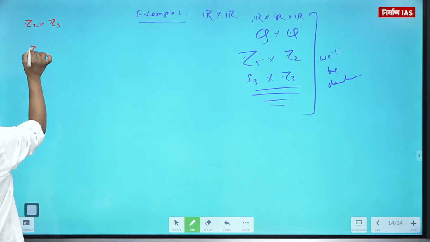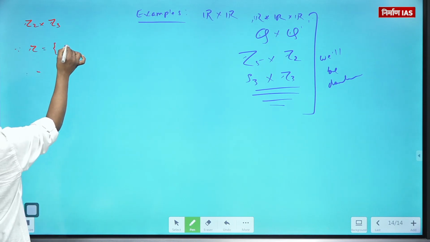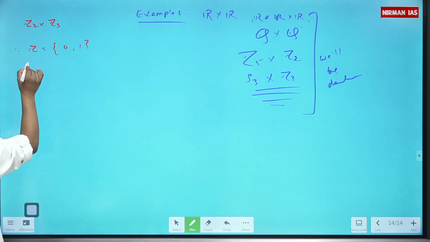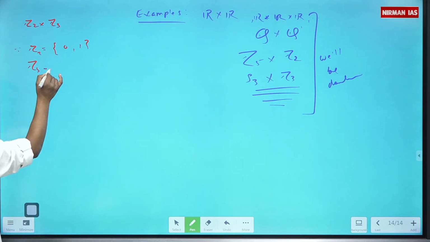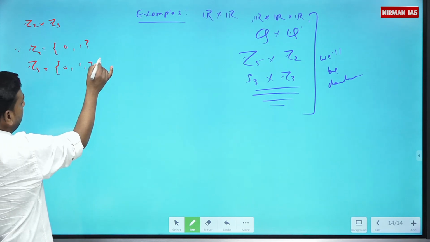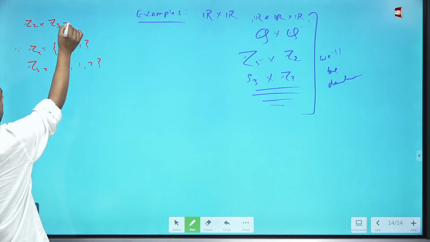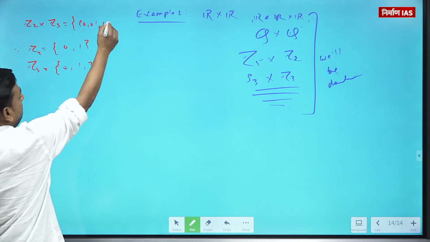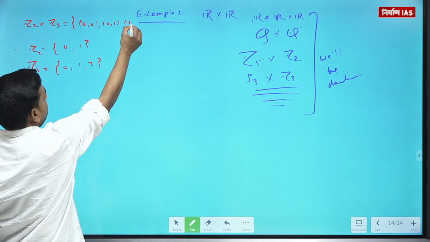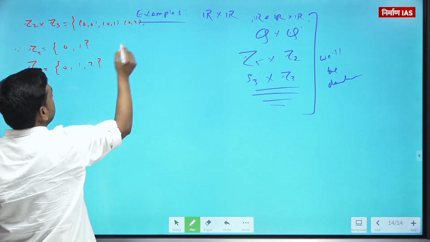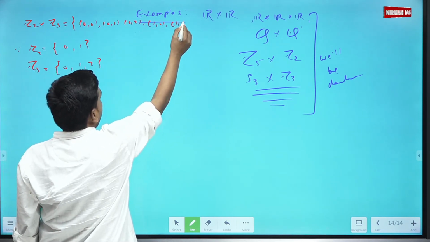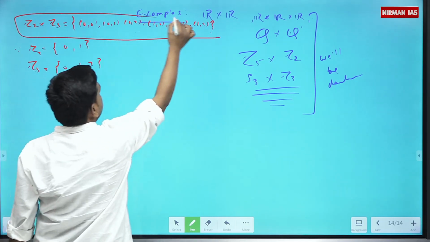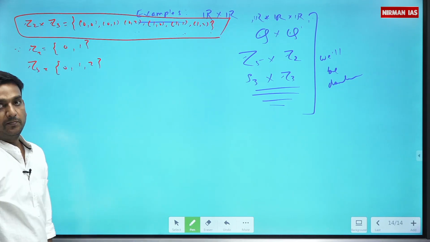What is Z2, dear? 0, 1. Again I will say these are not elements, these are classes. What is Z3? 0, 1, 2. So what will be Z2 cross Z3? 0,0; 0,1; 0,2; 1,0; 1,1; 1,2. So this is my Z2 cross Z3.